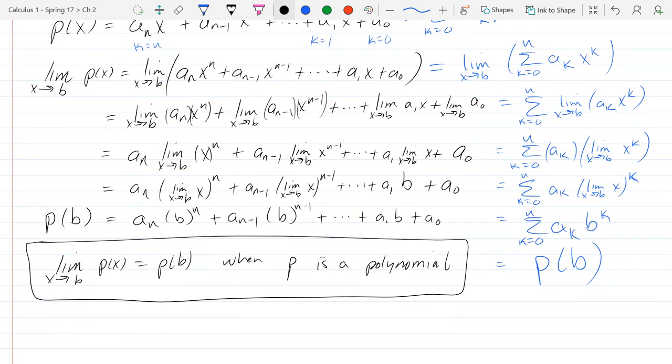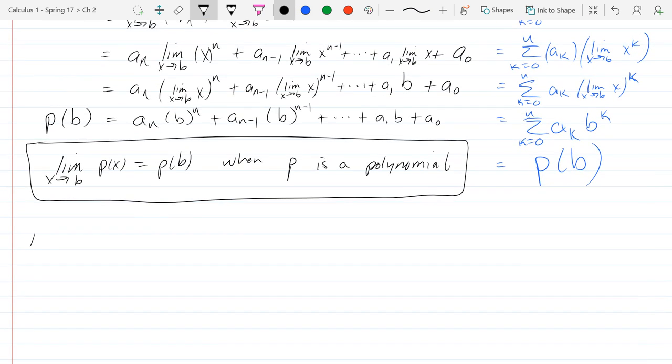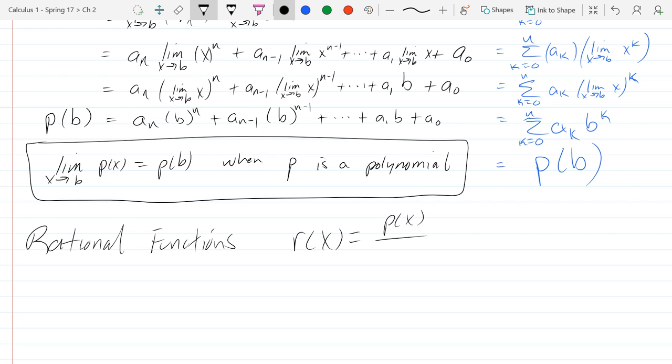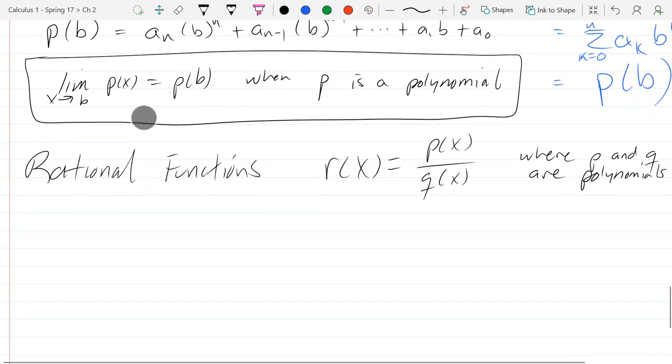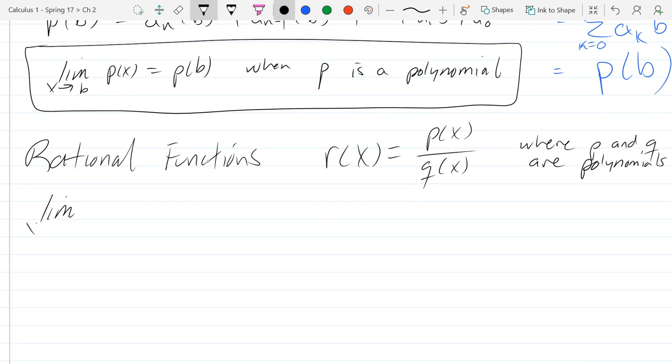All right, so we got polynomials. Let's do rational functions. So we'll go with R of x for a rational function. And R of x, a rational function, is one polynomial divided by another polynomial. So we've got P of x over Q of x. So that's a rational function, where P and Q are polynomials. And we're going to take a limit, of course. Lim x approaches b of R of x equals lim x approaches b of P of x over Q of x.